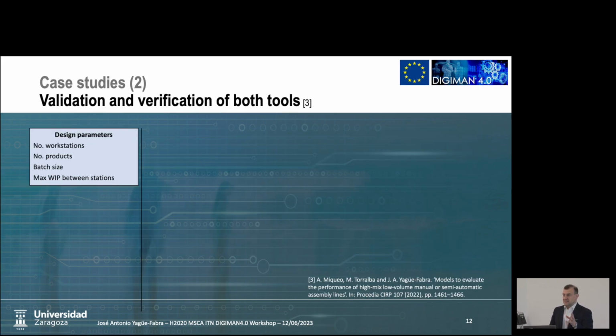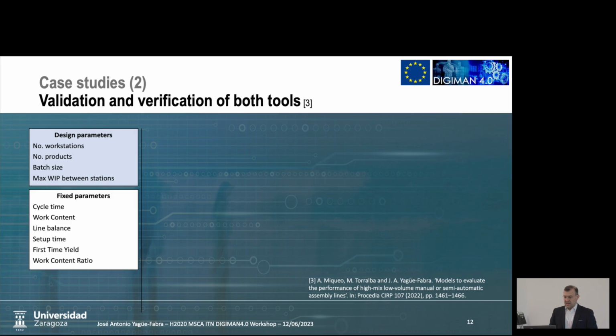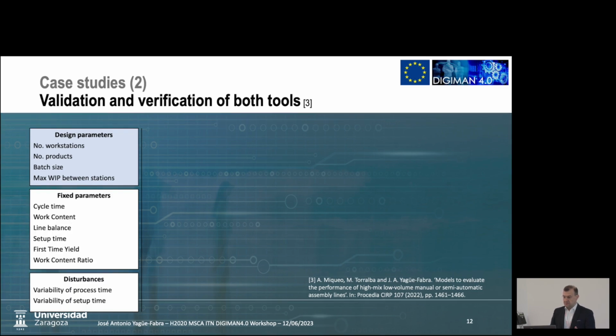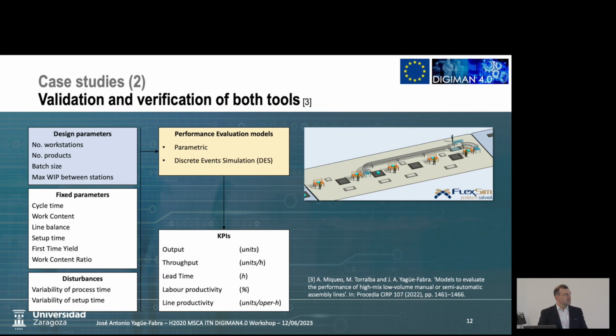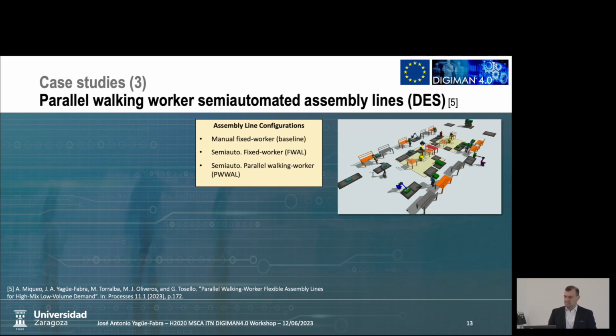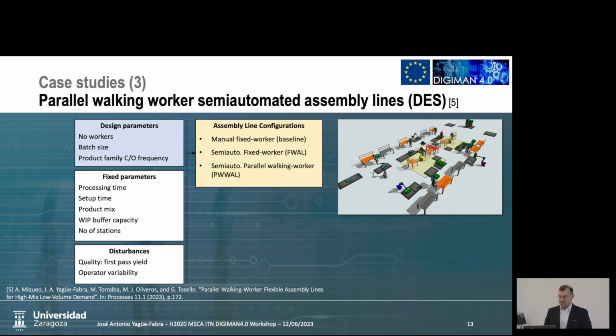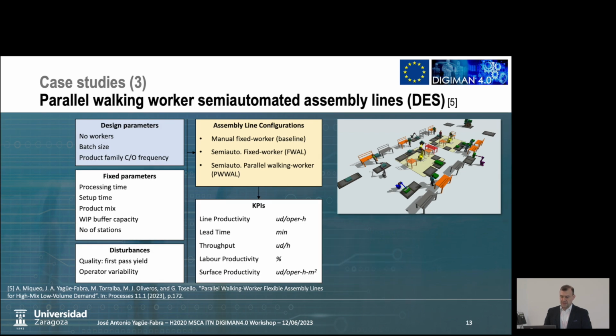We also validated this model and also the discrete event model with real data from the company. We took one month of production from the company and we introduced all those data. And well, with these design parameters, fixed parameters, and in the discrete event model, the disturbances, we evaluated that for the actual lines, not for the new one, not yet. And we obtained different KPIs. With this, we made our decisions and we proposed the parallel workers assembly lines. We also evaluated that and we obtained different KPIs.